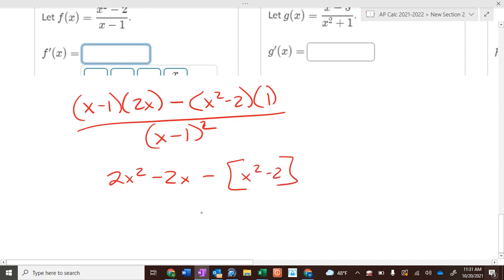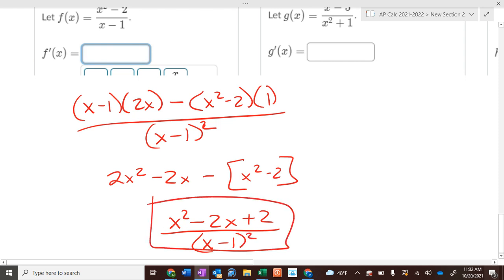Well, what's 2x squared minus x squared? 1x squared. What's negative 2x? Well, there's not a like term, so it's minus 2x. And then it's minus 2. No, it's plus 2, because minus a negative is plus a positive. Lots of people make that mistake. Over x minus 1 squared. That is the answer. That's quotient rule.